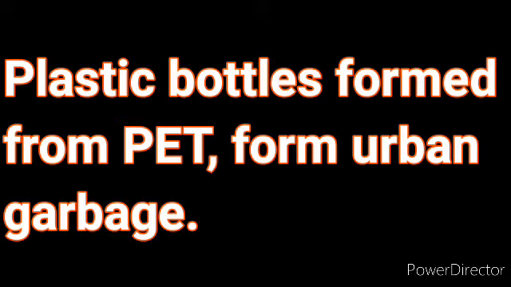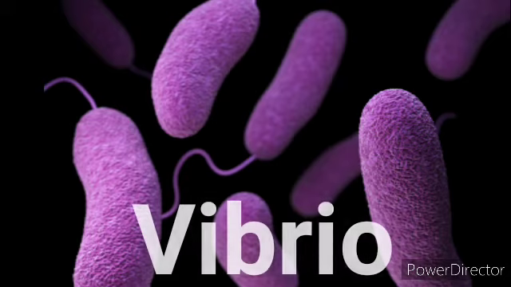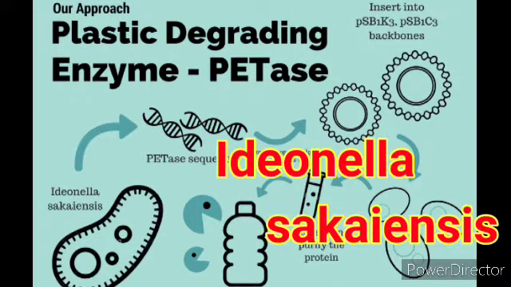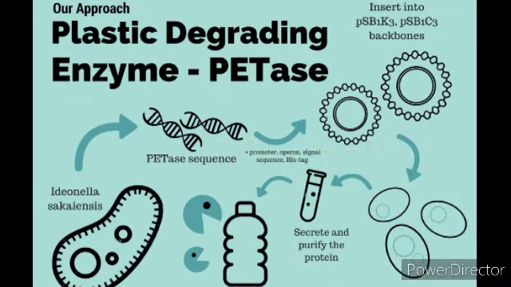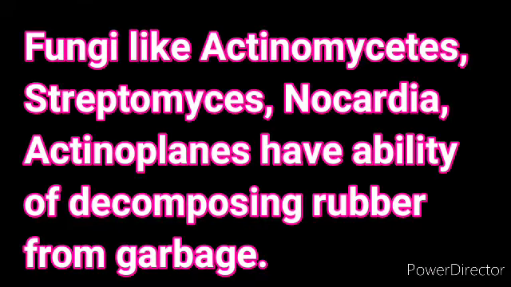Plastic bottles, which are formed from polyethylene terephthalate polyester, that is PET, form urban garbage. Species of bacteria like Vibrio and Ideonella sakaiensis can decompose the PET. Similarly, species of fungi like actinomycetes, Streptomyces, Nocardia, Actinoplanes have the ability of decomposing rubber from garbage.